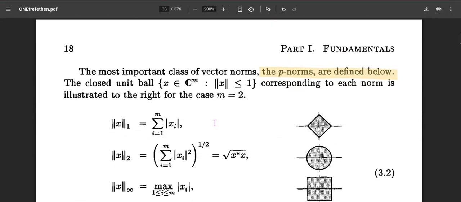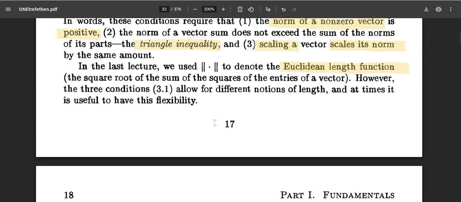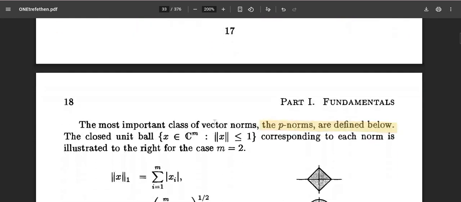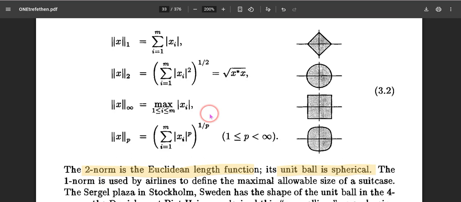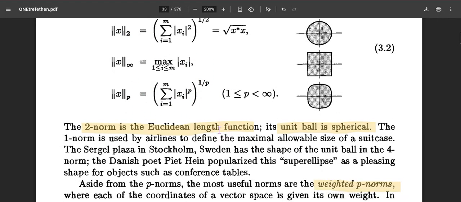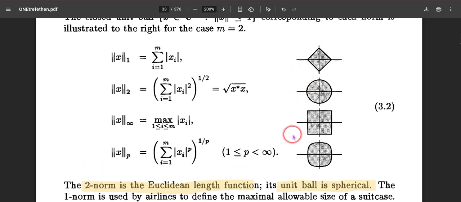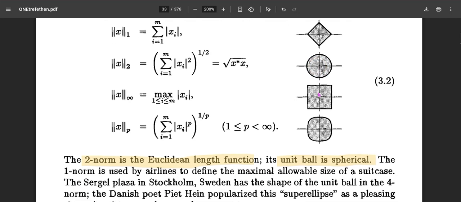The p-norm is a widely utilized norm, and these are the different norms. The 1-norm is the sum of the absolute values, the 2-norm, as we defined earlier, is the Euclidean distance, and the infinity norm is the maximum absolute value. The p-norm is a generalized norm which can define all these three. The Euclidean norm is a specialized version of the p-norm, and its geometrical interpretations are given on the right-hand side. For example, the 2-norm corresponds to a spherical unit ball.